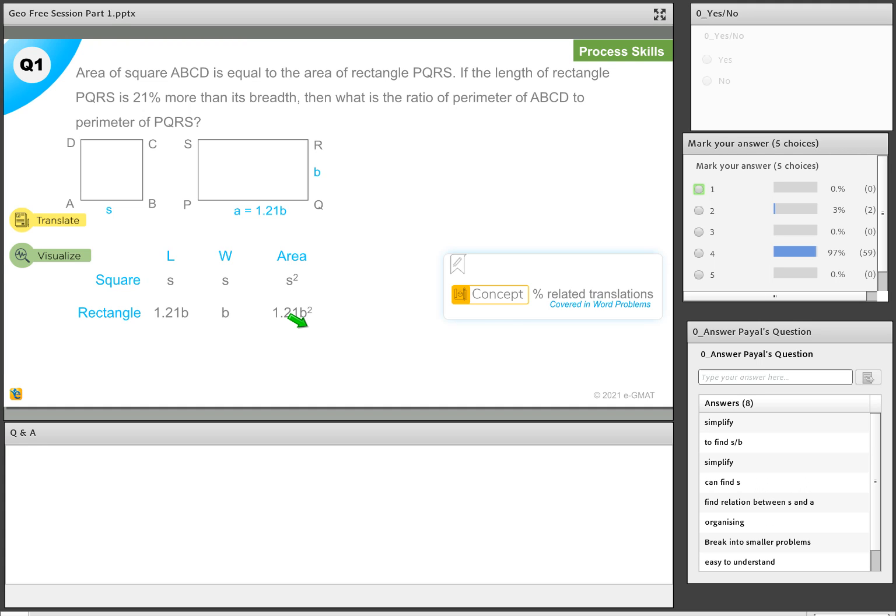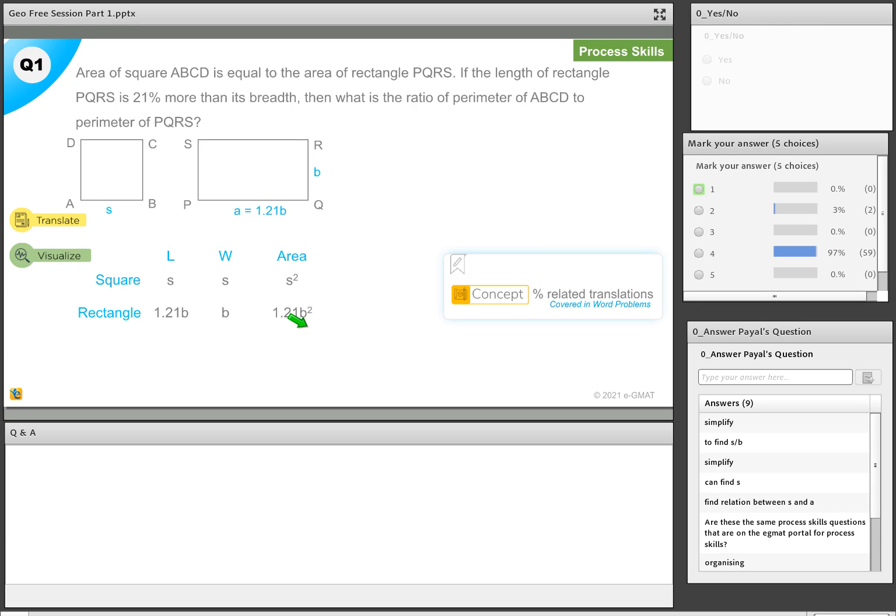Now, in this case, the question is relatively straightforward. The chances of making mistakes are not as high, but as the questions get more and more difficult, you need to be able to organize your data effectively so that you can draw appropriate inferences and you don't make any mistakes. Okay, this process skill is called visualize process skills, and yes, these are the same process skills.